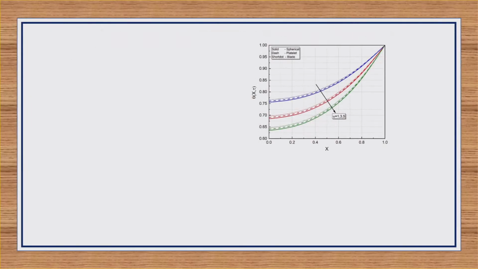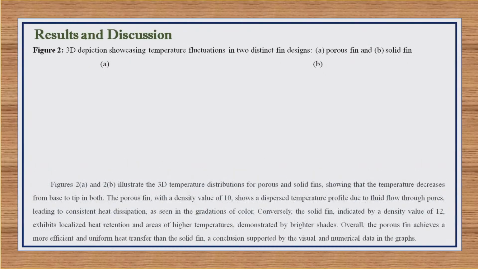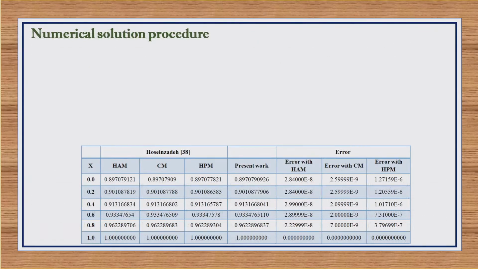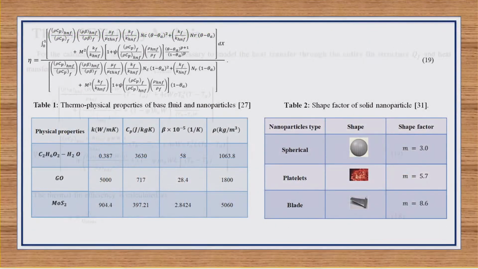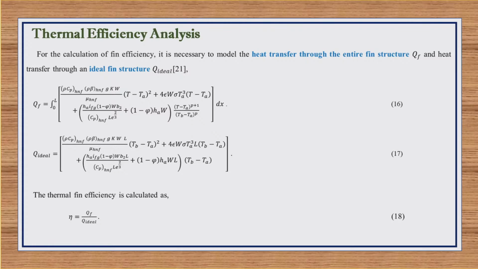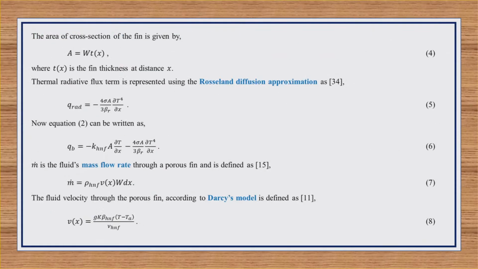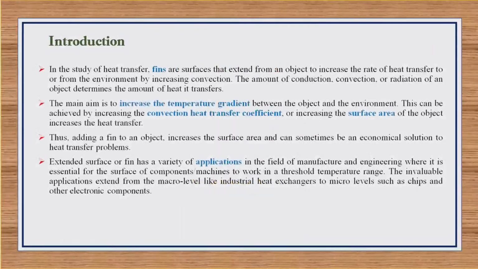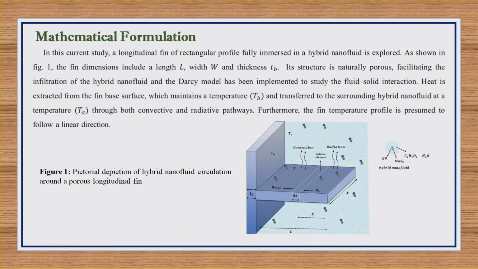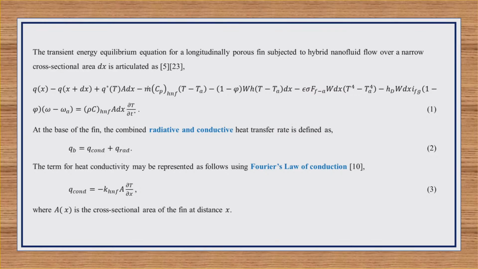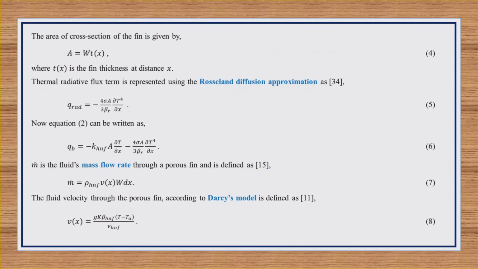So in the numerical procedure that I have studied, the finite difference method is used to solve the partial differential equation that we have obtained in the mathematical formulation, and this is the comparative analysis of the present result with the HAM, CM and HPM results that we have obtained earlier. In the result discussion part, this is a 3D depiction of porous and solid fins. Here we are going to observe the porous fin has a higher heat transfer rate when compared to that of a solid fin, and the reason is the permeability of the fin.